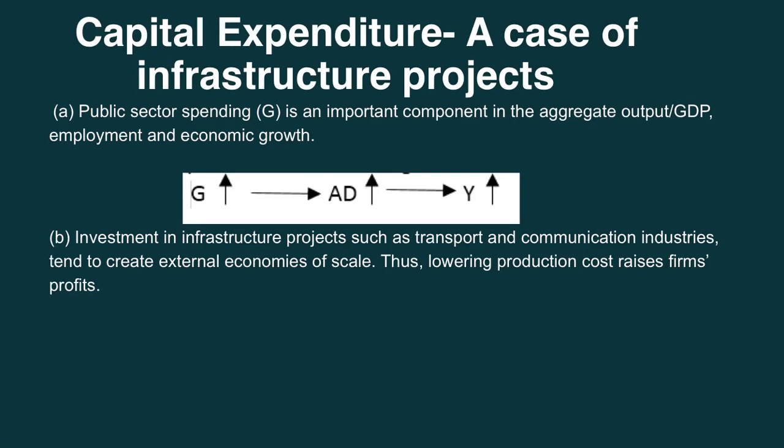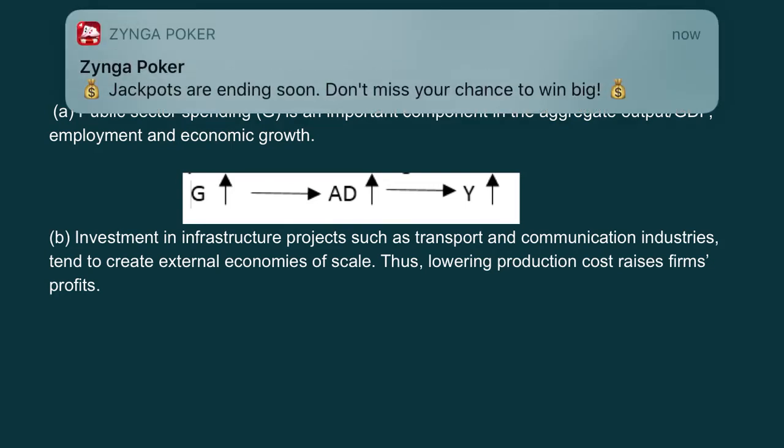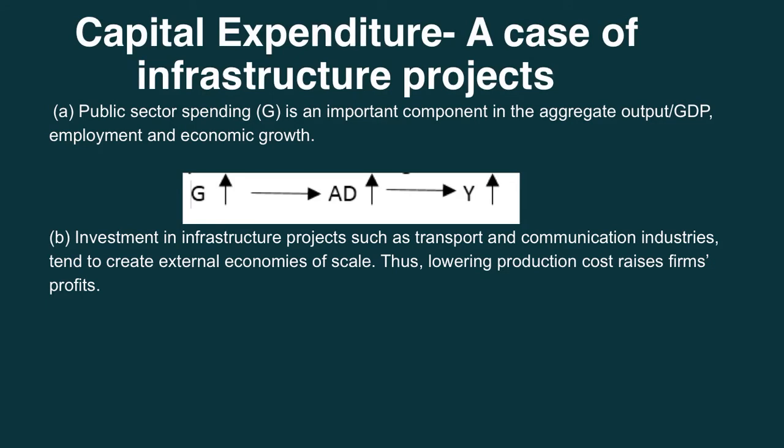So continuing on the capital expenditure. Public sector spending, or government spending, G, is an important component in the aggregate output or GDP. As we discussed earlier, AD equals C plus I plus G plus net exports. G is the government's expenditure. Government expenditure is positively related with aggregate demand. Aggregate demand is also positively related to the national output.